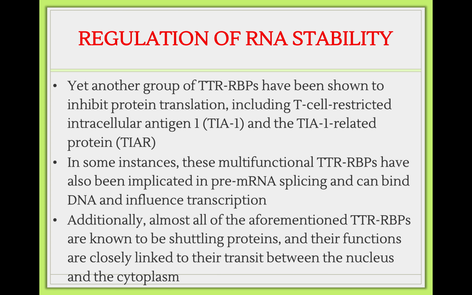Another group of TTR RBPs has been shown to inhibit protein translation, and this includes T-cell restricted intracellular antigen 1, TIA1, and the TIA1 related protein, TIAR. In some instances, these multifunction TTR RBPs have also been associated with pre-mRNA splicing and DNA binding, and of course influence transcription. Almost all of the aforementioned TTR RBPs are known to be shuttling proteins, and as shuttling proteins, their function is closely linked to their transit between the nucleus and the cytoplasm.